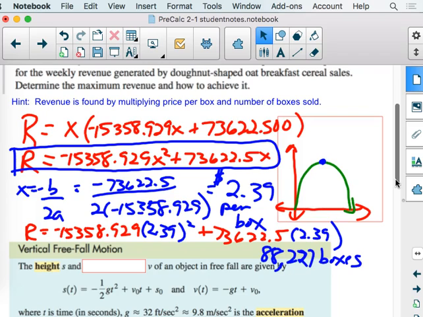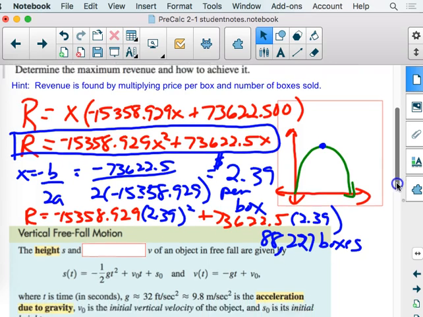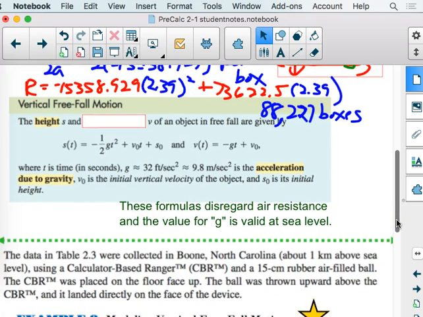All right, so yesterday I said one of these is going to be pretty straightforward. This one is pretty straightforward. This next one also is, but it doesn't appear that way. So what we have to do is be very careful as we move on to the next problem. We've got vertical free fall motion, and it says the height s and the vertical velocity v of an object in free fall are given by this lovely formula.